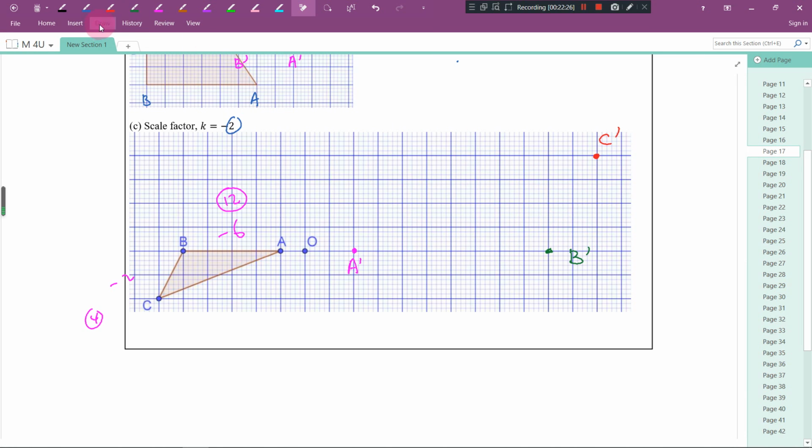Let me connect them all together first. A prime, go to B prime, go to C prime, go back to A prime. Okay, so this is the image of this enlargement.